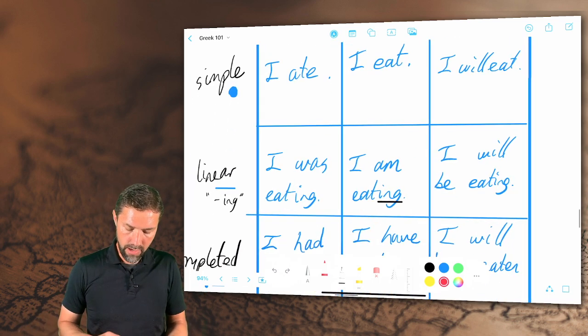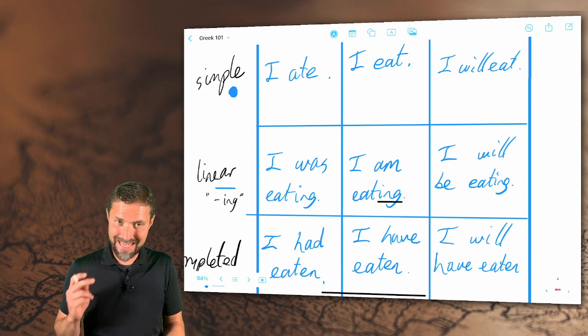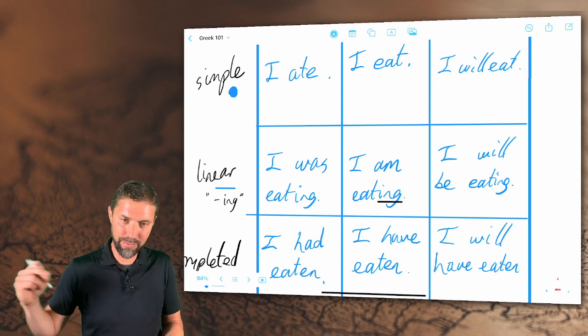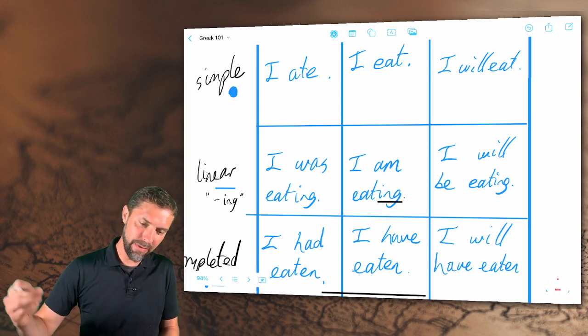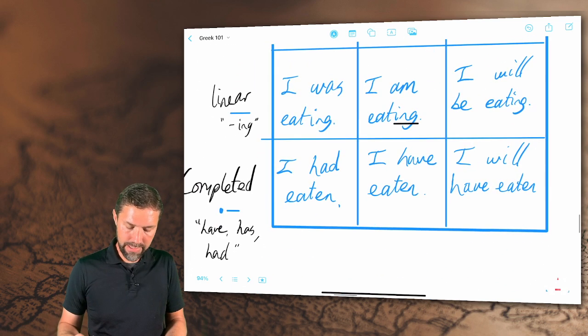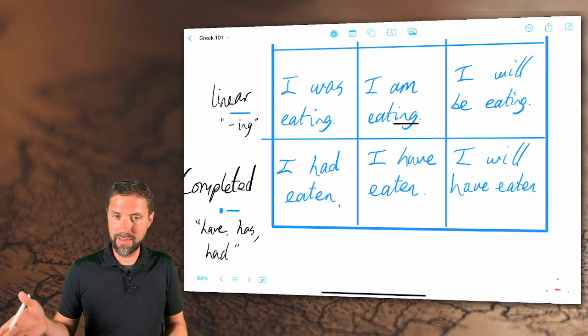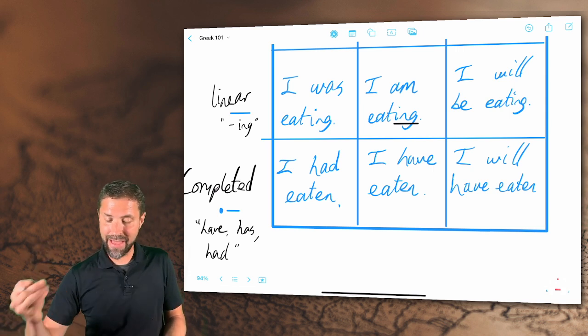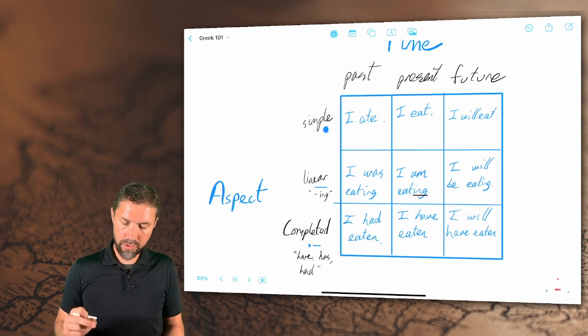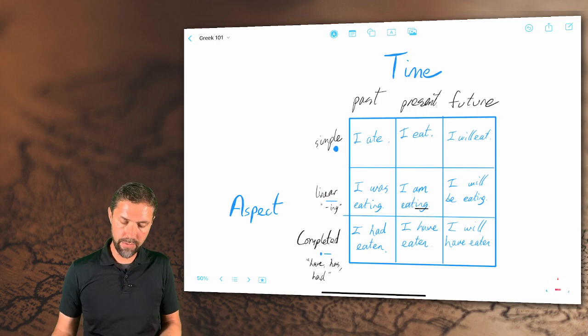The linear, in English, the way to get this is the ing. I was eating, I am eating, I will be eating, it's ongoing. So get an ing in there and you've gotten your ongoing linear. Versus the completed, I had eaten, I have eaten, I will have eaten. In English, get a have had and you'll have it. Okay, that's our matrix. All the combinations you can use, past, present, future, combined with simple, linear, completed, time on the top, aspect on the other side.